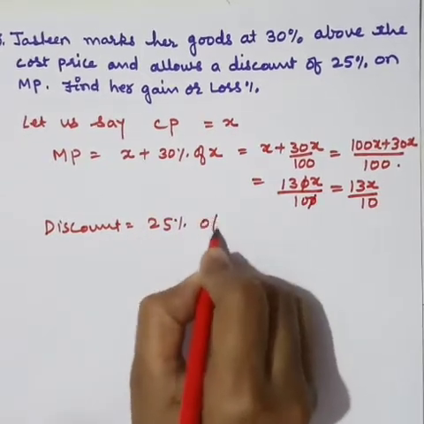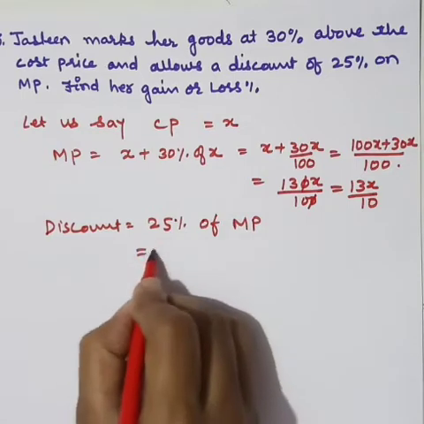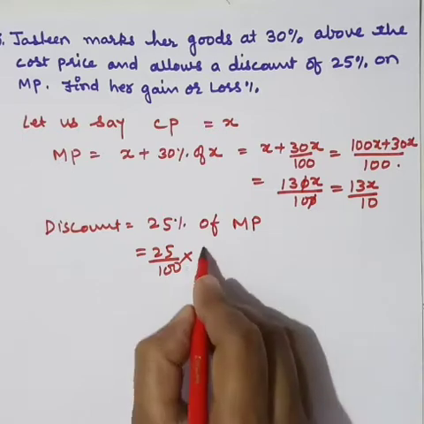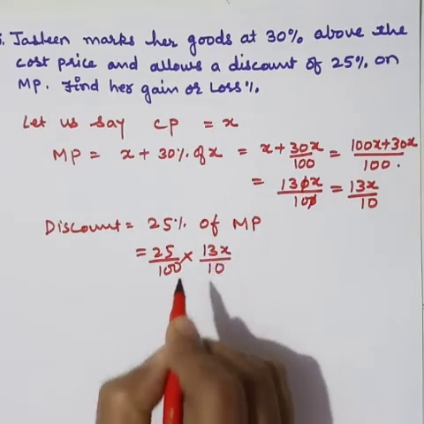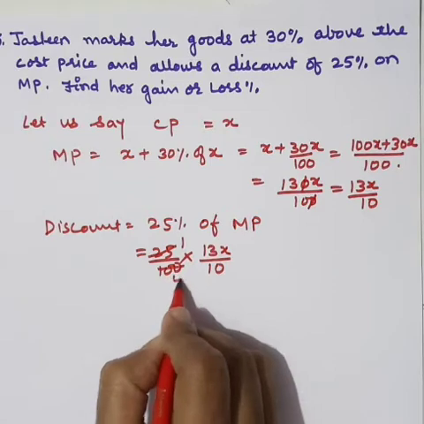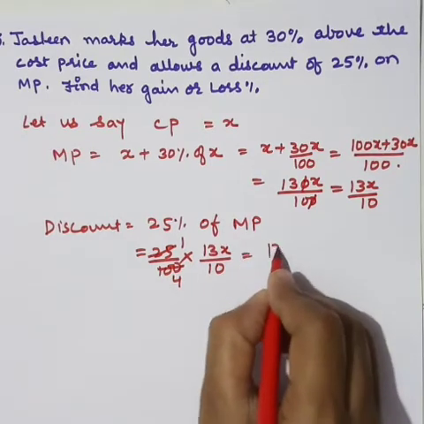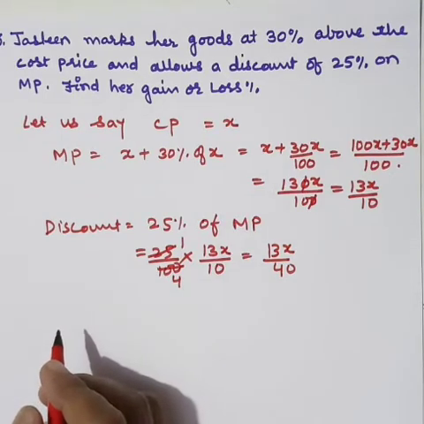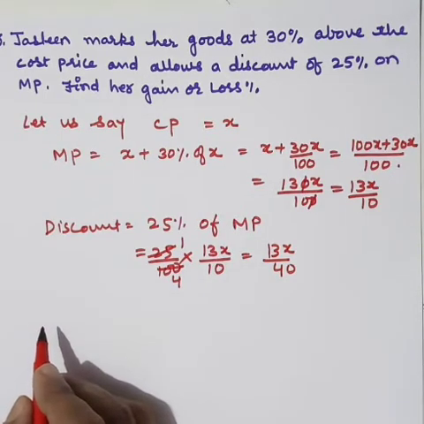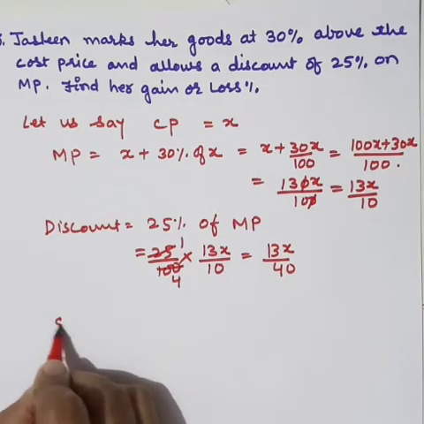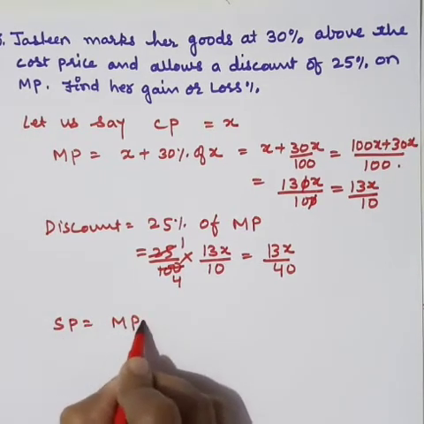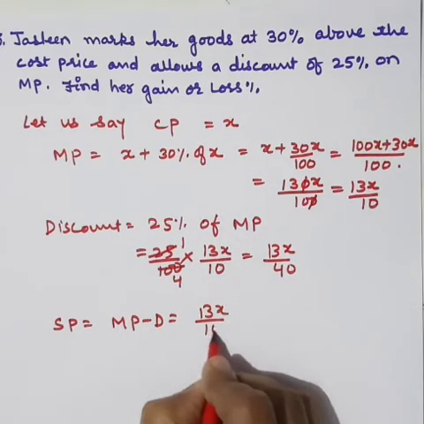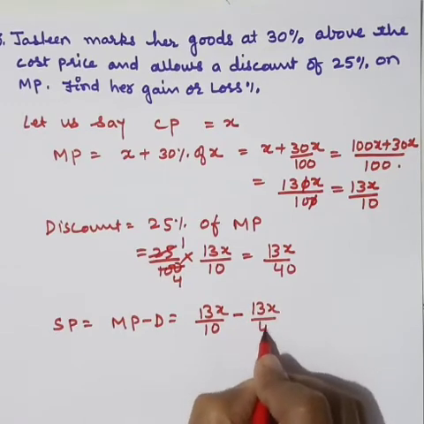25% of MP. So 25 by 100. And what is the MP, dear children? It is 13x by 10. See, 25 ones are 25, 25 fours are 100. Okay. So this becomes 13x by 40. Now what is the selling price? At what price Jasleen will sell the goods? So SP will be equal to MP minus discount. That means your MP is 13x by 10 minus 13x by 40.